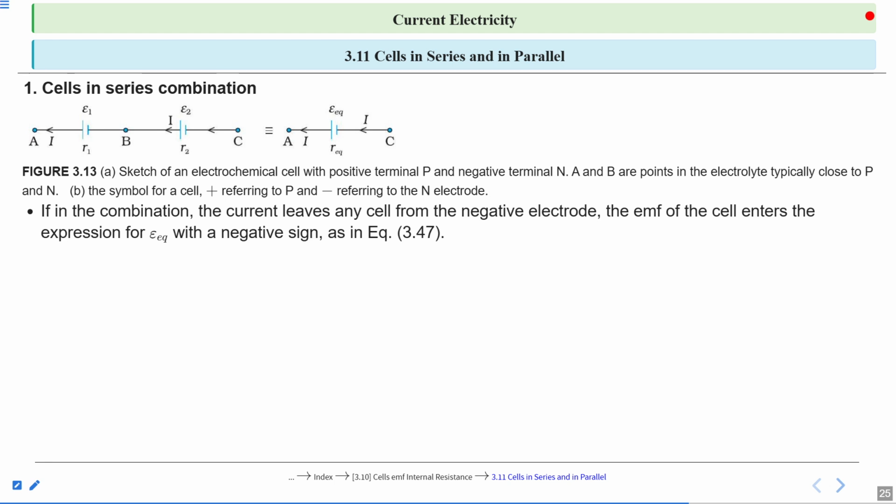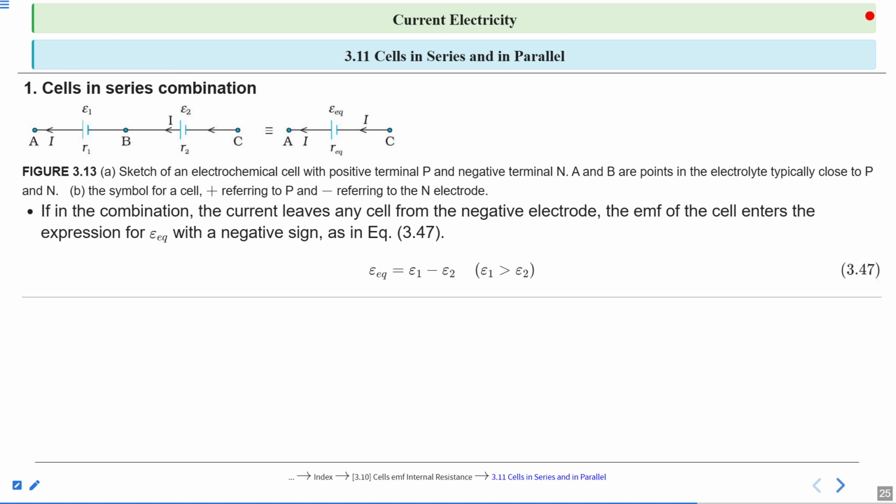Okay, or minus epsilon 2. If in the combination the current leaves any cell from the negative electrode, that is, the cell is connected wrongly or in the reverse direction other than other cells, the EMF of the cell enters the expression for E equivalent with a negative sign. So in the expression of E equivalent we will take the individual EMF of that cell that is connected wrongly with a negative sign.